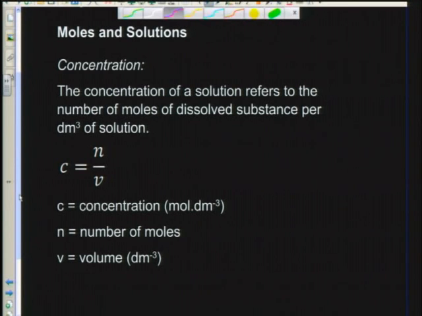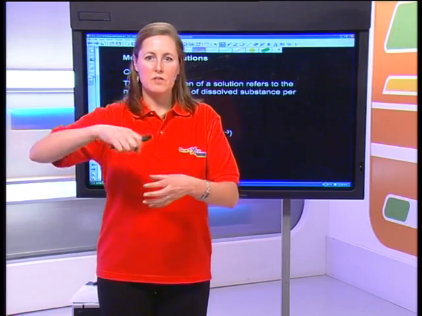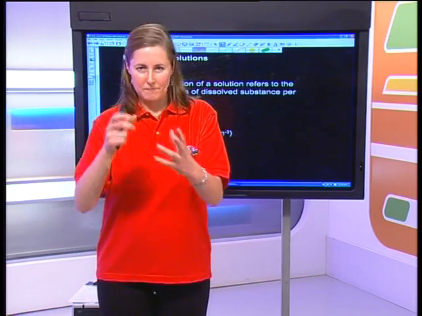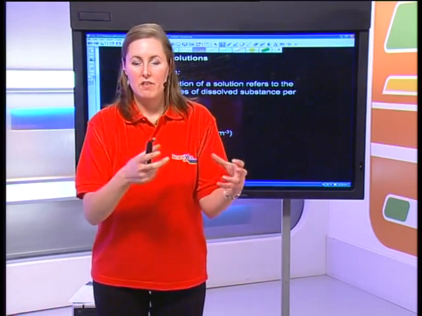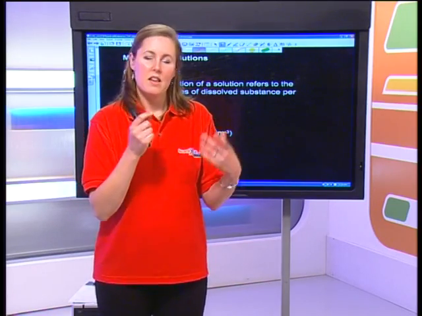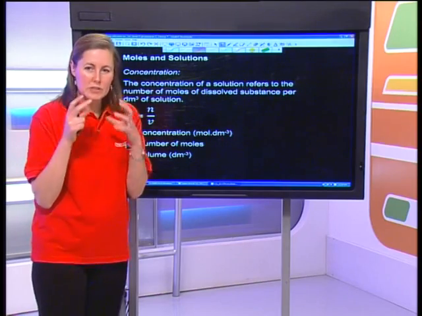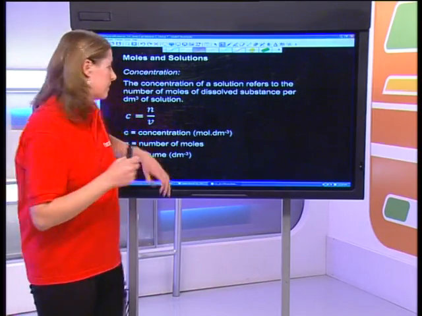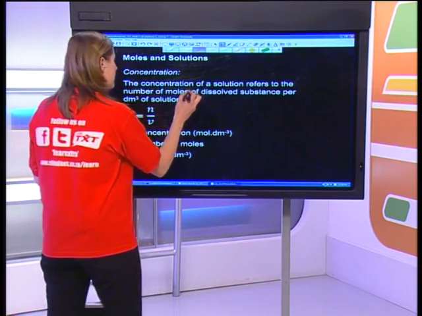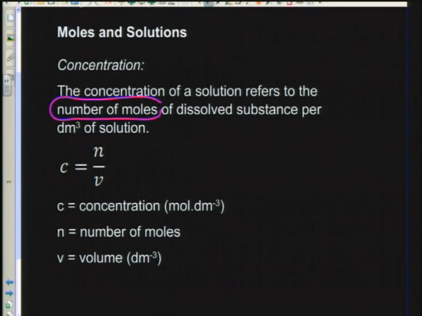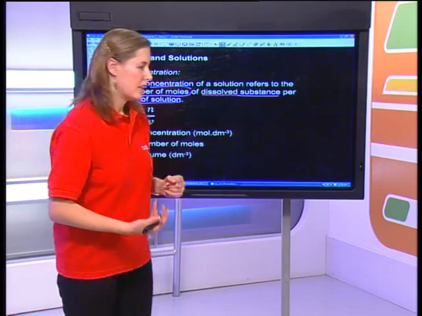Now, I know that you've thought about concentration before. You know that if you put 1 spoon of sugar in the tea or coffee, it's sweet. But if you put 3 or 4 spoons of sugar in the coffee, it becomes very, very sweet. It's highly concentrated with that sugar, okay? And as scientists, we want a specific word for what we mean by concentration. So the concentration of a solution refers to the number of moles of the dissolved substance per dm cubed of solution. So it is the number of moles in a certain volume of the solvent, whatever the liquid is that we're dissolving.